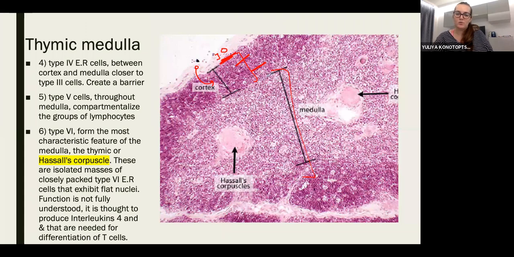Thymic medulla will possess the following epithelial reticular cells. So right at the border between cortex and medulla, right here, we'll have type 4 epithelial reticular cell. The job will be the same, to make a barrier, to make sure that none of the pathogens can get in. Type 5 is just within the medulla. Its job is to compartmentalize lymphocytes, to kind of form groups, to make sure that all of those cells are there. And finally, type 6, this is the one that they typically ask. Type 6 epithelial reticular cell is very special because it possesses keratin. Can you tell me who else has keratin?